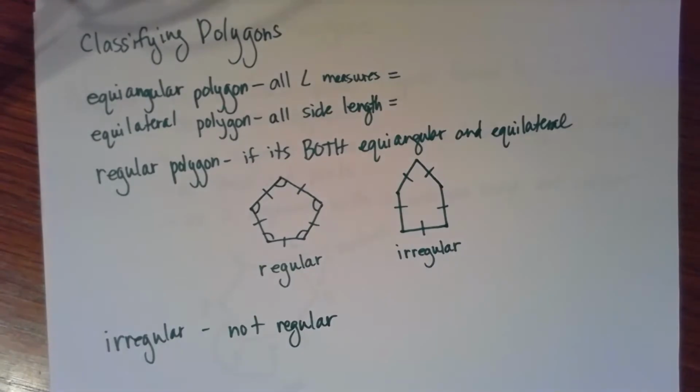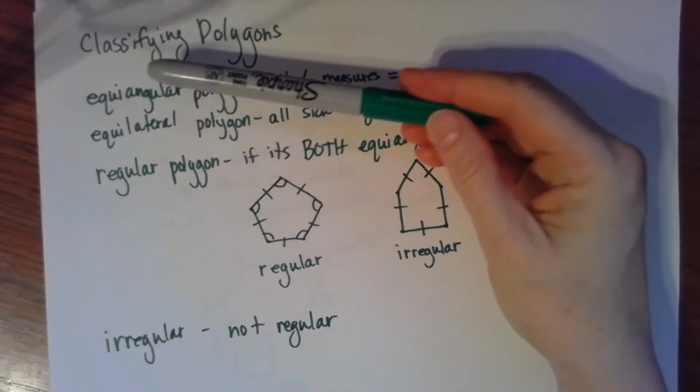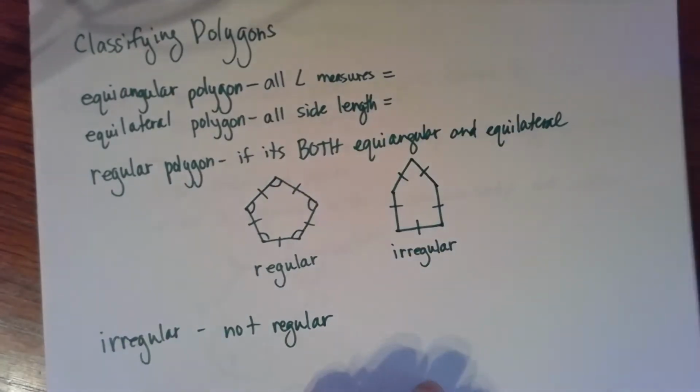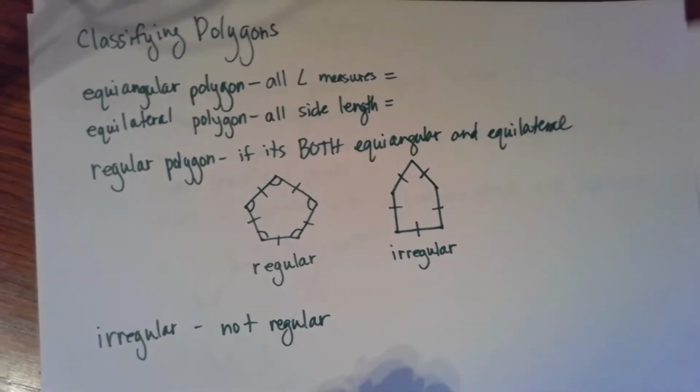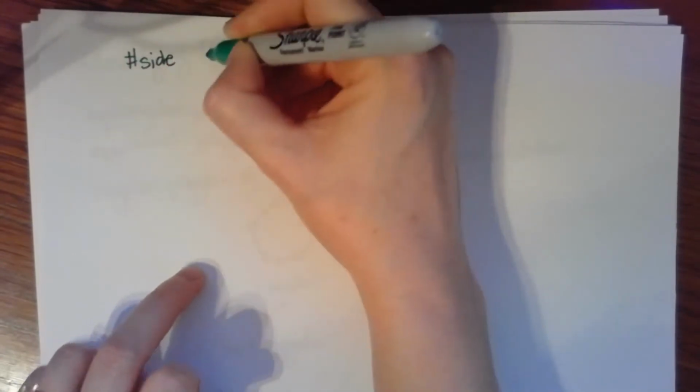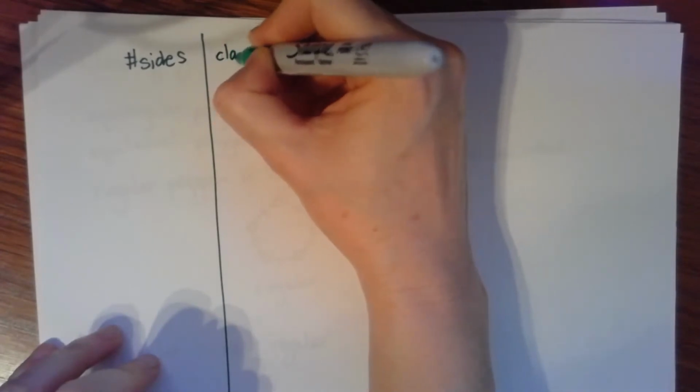Okay, so when we classify polygons, we will want to classify them by the number of sides, and then as well as using words like equiangular, equilateral, regular, or irregular. But the major way that we classify polygons is by the number of sides. So we'll look at the number of sides and then how we classify that.